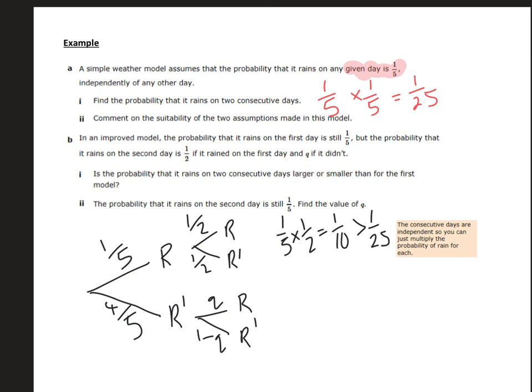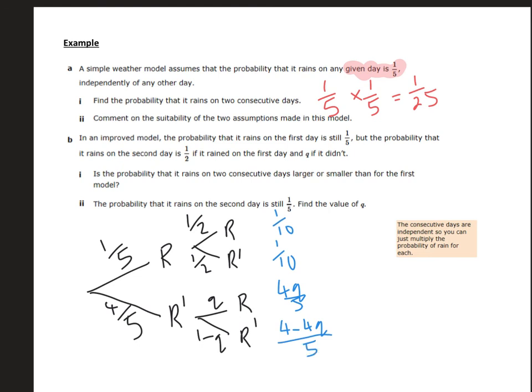And the second one, the probability that it rains on the second day is still 1/5. Find the value of Q. Okay, well, if I get rid of this for a second, then we can fill in the bits by timesing them. So I get 1/10, 1/10, I get 4Q/5, and (4 minus 4Q)/5, just by timesing them together.